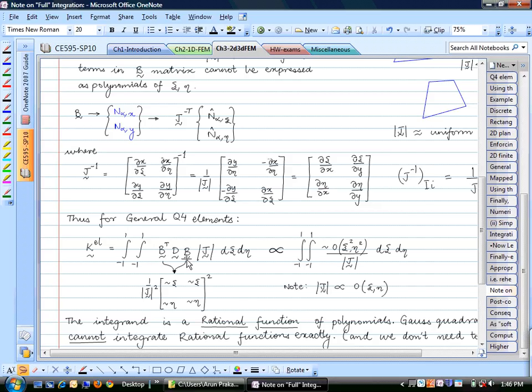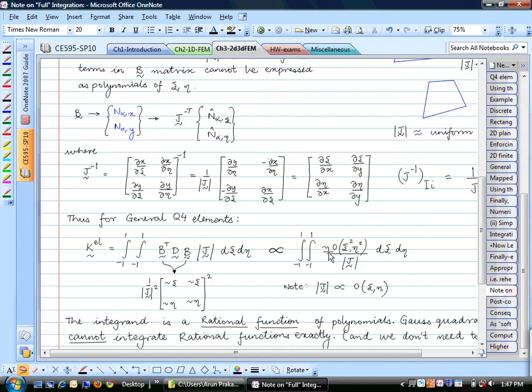Now we are doing B transpose D B, so we are actually multiplying B with itself if D is constant. That's why there is this square outside, and that's why we also have this 1 upon J square outside. And if you take this quantity, which is right here, and multiply it with J, then this J and 1 of the square goes away. So this entire thing is going to be proportional to something that is quadratic in xi and eta in the numerator, and it is going to be proportional to J, which is in the denominator.